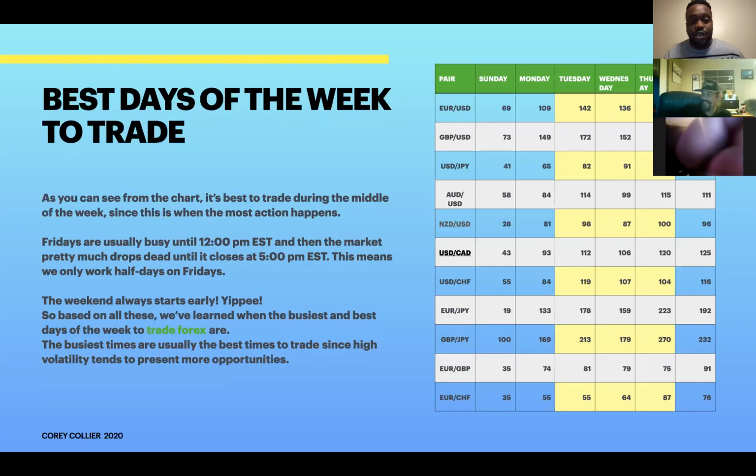Fridays are pretty busy until 12 p.m. Eastern Standard Time, and then the market pretty much drops dead until it closes at 5 p.m. This means on Fridays, guys, I try not to really trade past London. If I do, I'm out before market close more times than not. And then the weekend starts pretty early, right?